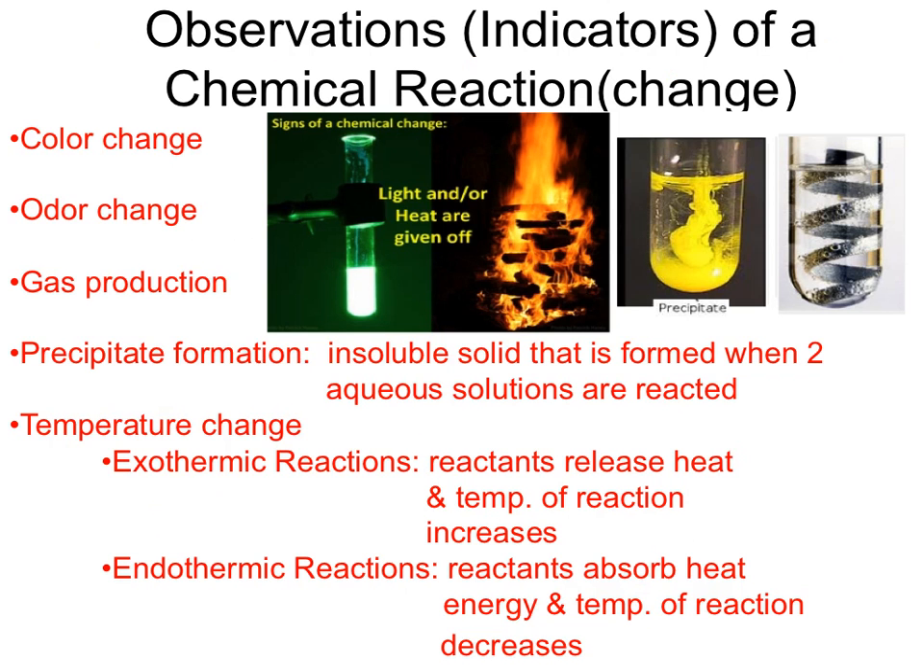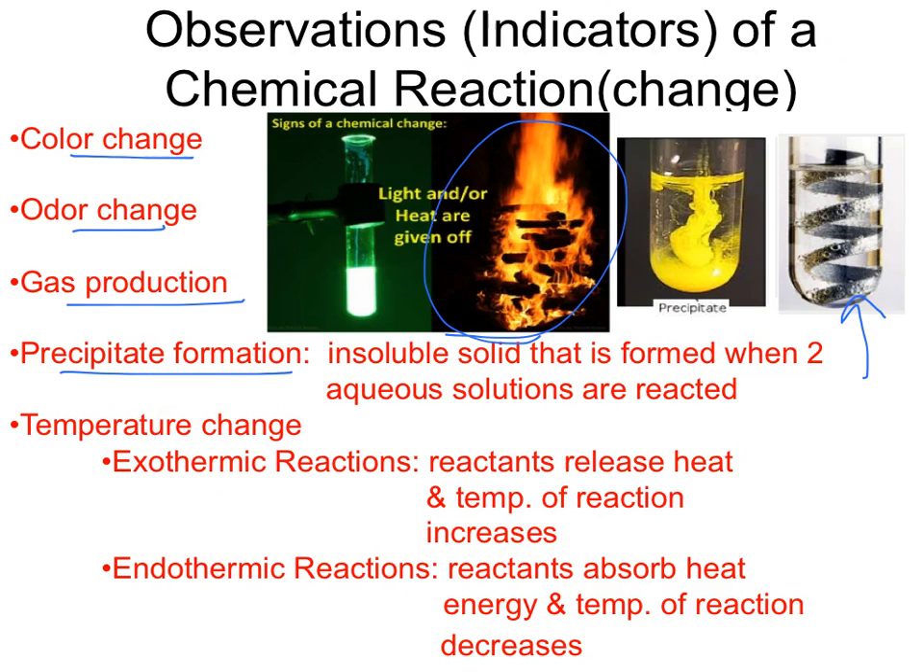So sometimes it's hard to determine the difference between a physical and a chemical change. On this page, I'm providing a list of observations or indicators to identify that chemical change or chemical reaction. The first one is a color change. We then have an odor change. Think of the smells that come off of a fire. Gas production. And so you can see over here that there are bubbles forming on the inside of that test tube to signify that gas is being produced.